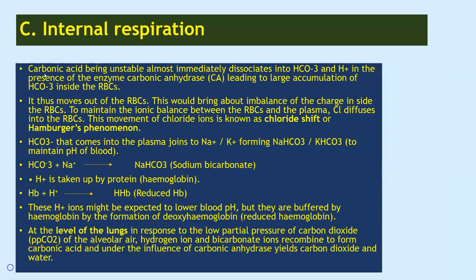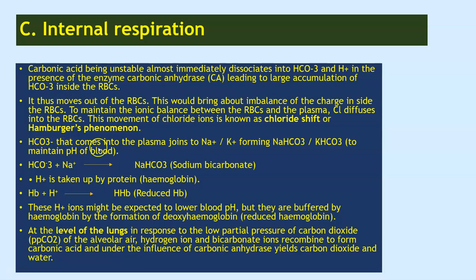Now students, this carbonic acid being unstable almost immediately dissociates into HCO3 minus and H plus in the presence of the enzyme carbonic anhydrase, CA, leading to large accumulations of HCO3 minus inside the RBCs. It thus moves out of the RBCs. This would bring about imbalance of the charge inside the RBCs. To maintain the ionic balance between the RBC and the plasma, chlorine diffuses into the RBCs. This movement of chloride ions is known as the chloride shift or the Hamburger's phenomenon.